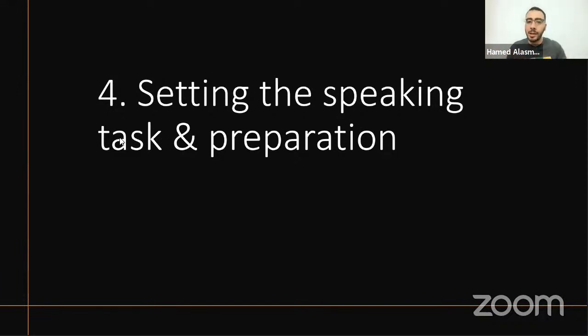If they're working in pairs, you need to set the pairs, like your A, your B, your A, your B, and so on. If they're working in groups, again, you need to set the groups before moving to anything else. And then after you tell them about the speaking task and set the task and give instructions, of course, you can use ICQs to check they understood, and then give them preparation time before they start speaking.